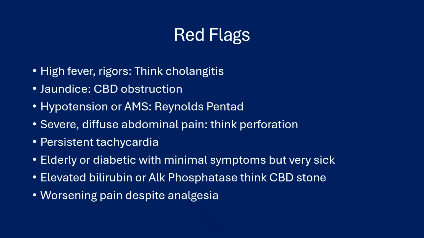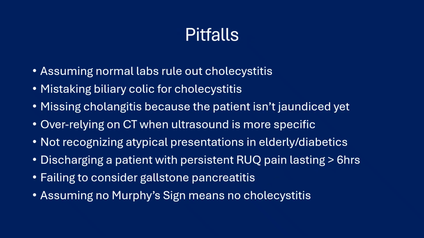Red flags that stand out: high fever and rigors, think cholangitis. Jaundice, think common bile duct obstruction. Hypotension or acute mental status changes, think Reynolds pentad. Severe diffuse abdominal pain, think perforation. Persistent tachycardia, elderly or diabetic patients with minimal symptoms but who appear very sick. Elevated bilirubin or alkaline phosphatase, think common bile duct stone. Worsening pain despite analgesia. You treated them for their pain, their symptoms keep getting worse.